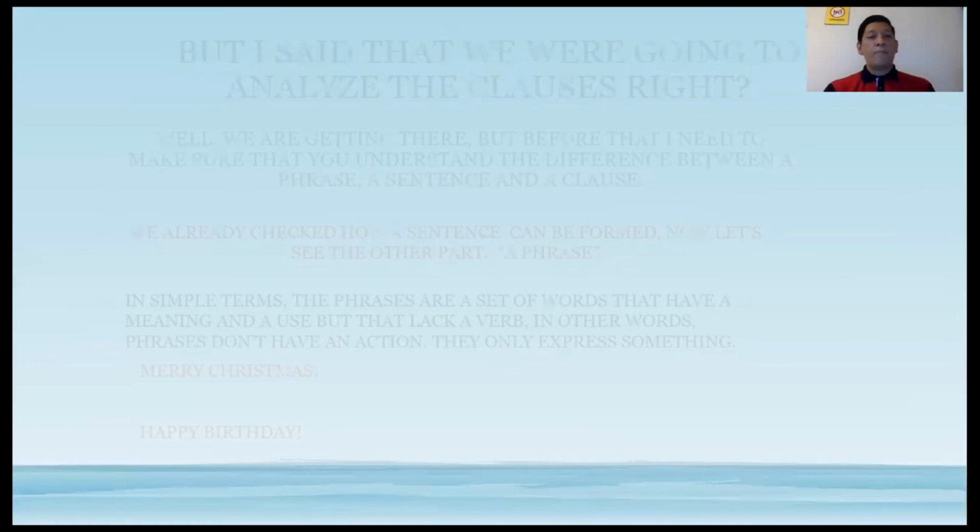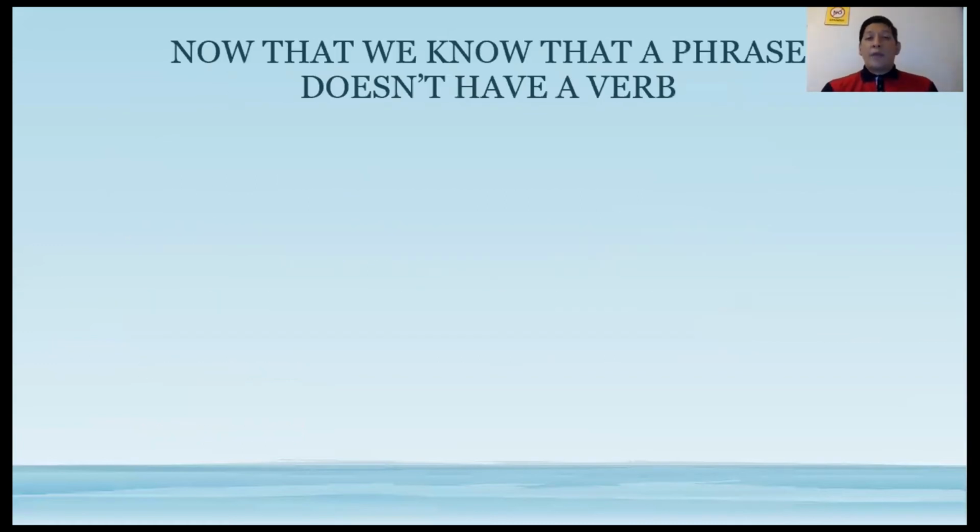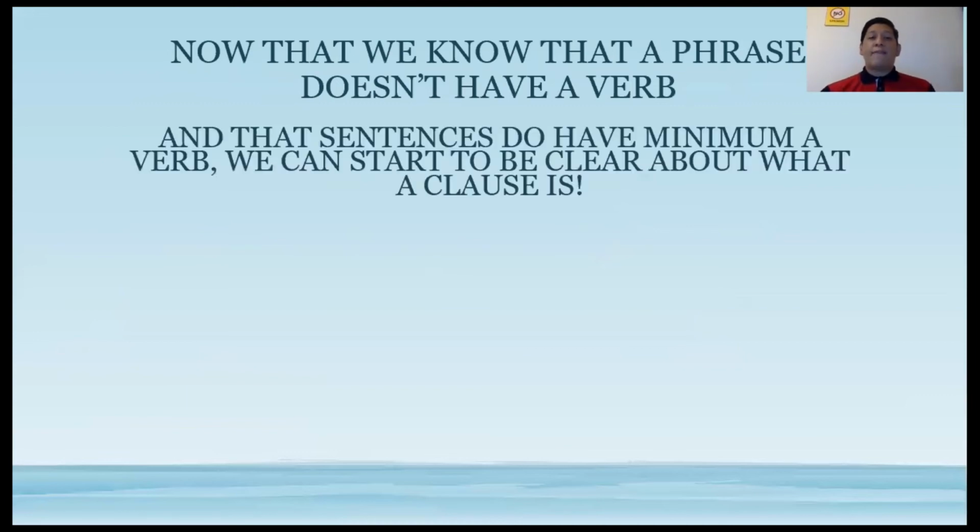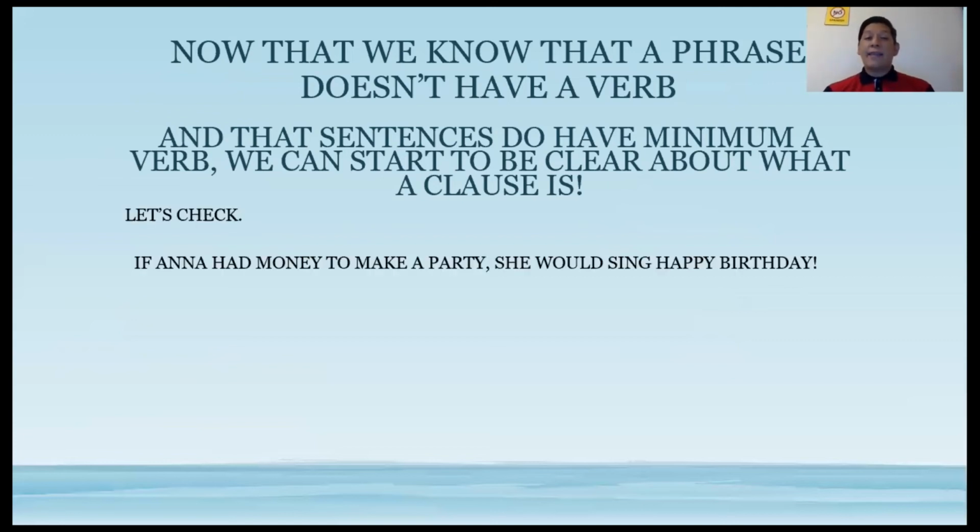Okay. Now that we know what a phrase is, that the phrase doesn't have a verb and that sentences have a minimum of a verb, we can start to be clear about what a clause is. Let's check. If Anna had money to make a party, she would sing happy birthday. We have that if, it's marked in here. Anna is the subject. The verb in the past is had. Money to make a party is the complement.